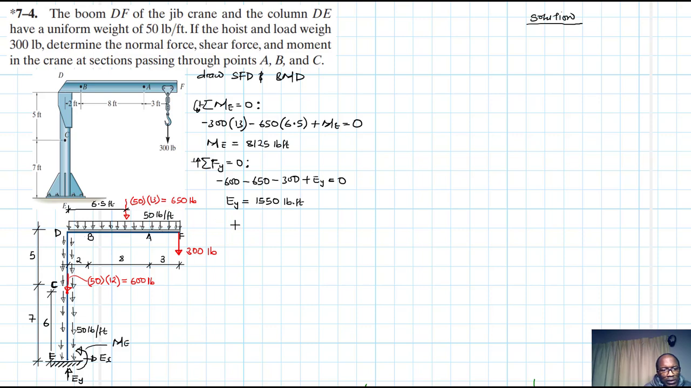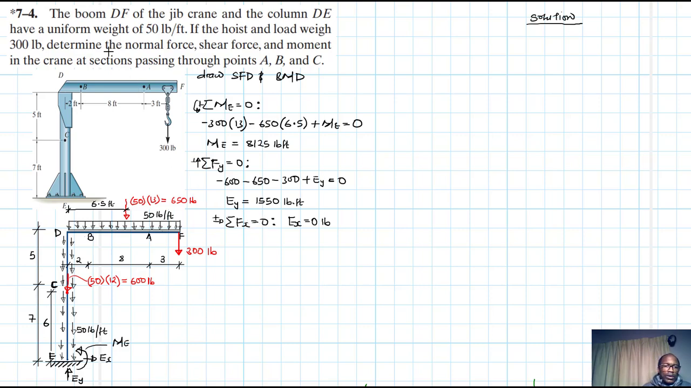Alright, what else? Summation of forces in the X equal to 0. Alright, in the X we don't have any force, and therefore EX will just be equal to 0, right? EX will just be equal to 0 pounds. All right, so we found the reaction forces. What we need to do now is to start doing the section.